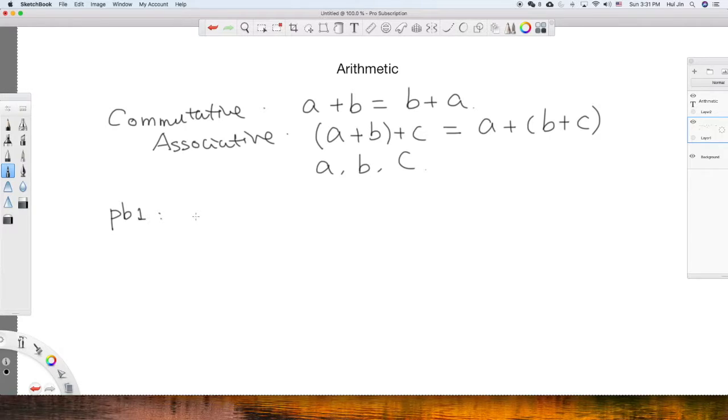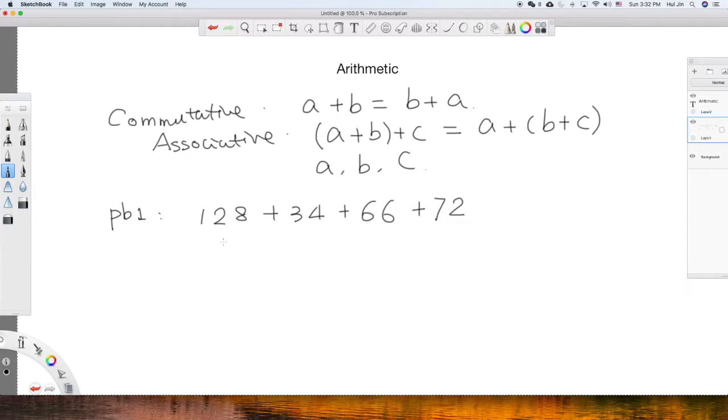So problem number 1, calculate 128 plus 34 plus 66 plus 72. Okay, this is the time that you pause the video and try to solve this problem by yourself. And once you're ready, continue it.